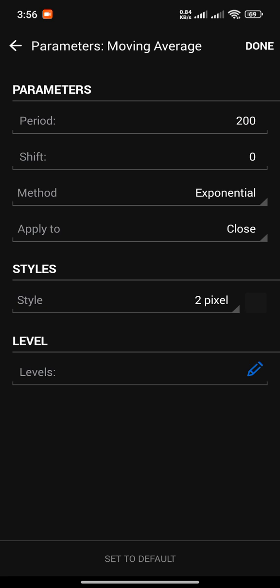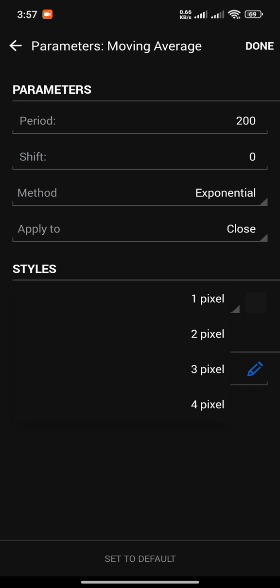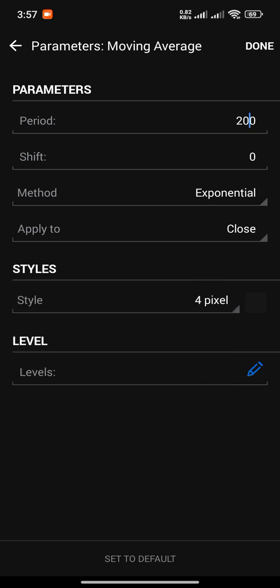So here we have explained the apply to. The next one is the style, and this is the thickness of the moving average itself, the lines it draws on the chart. Okay, the thickness of those lines. So 1 pixel, a little thicker, thicker, and here is the thickest. So this line is thicker than them all.